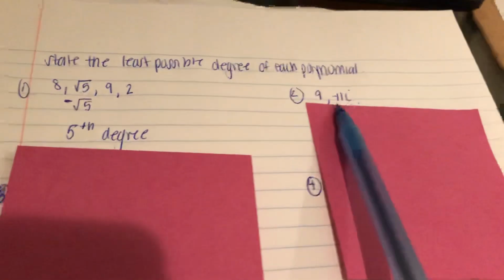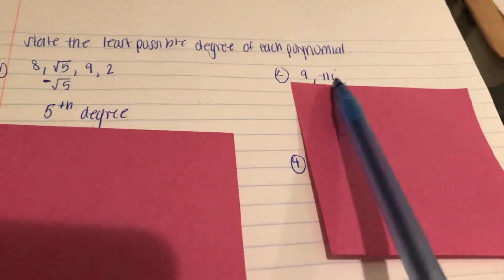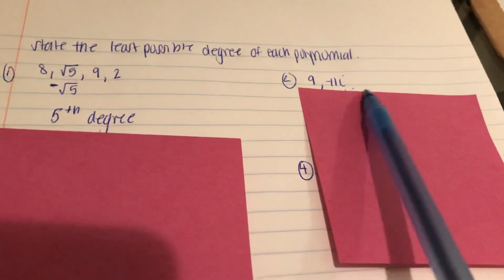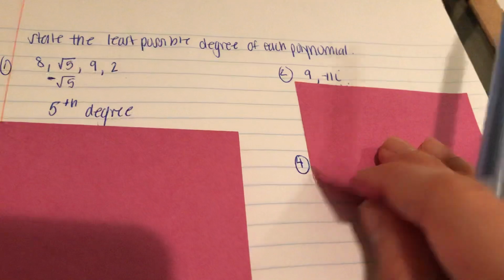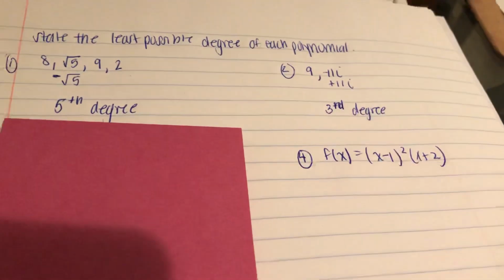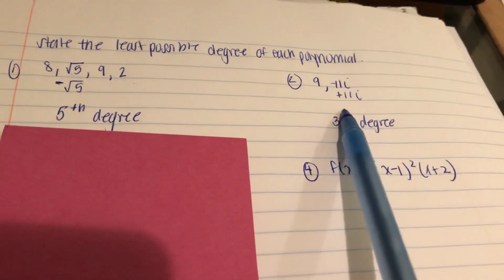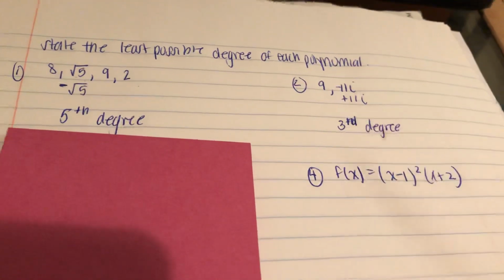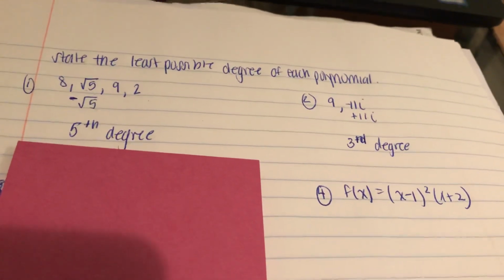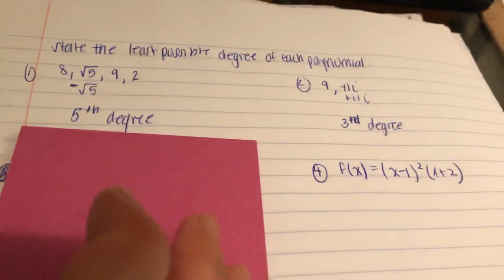On this other one, same idea with the imaginary roots. So imaginary roots, let's not forget that they come in pairs. So another possible solution would be 11i right there. So we have 1, 2, 3 possible roots. So in here we would get a 3rd degree polynomial as the least possible degree.